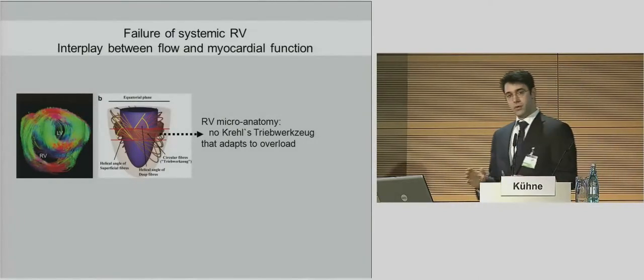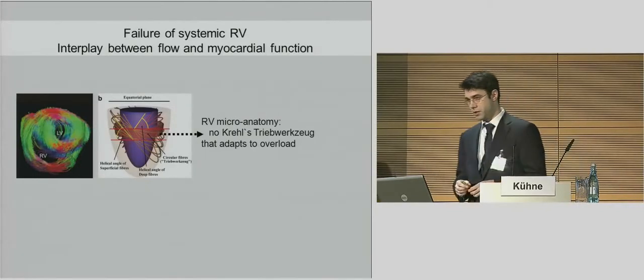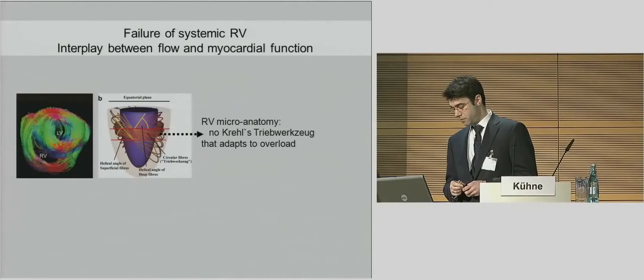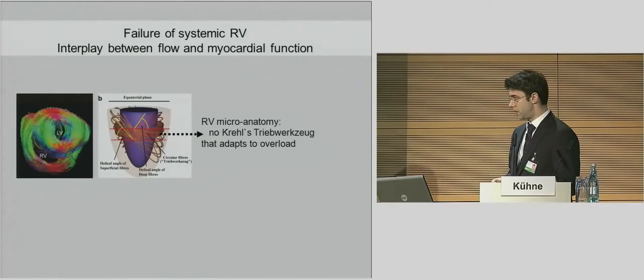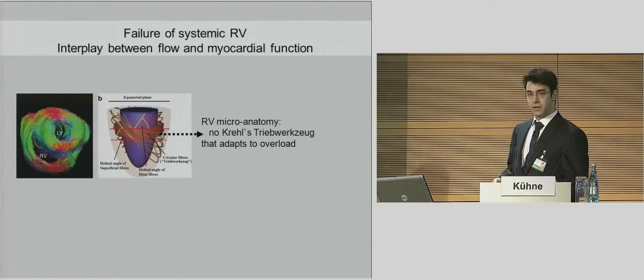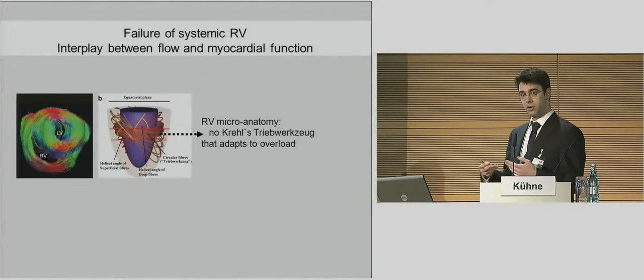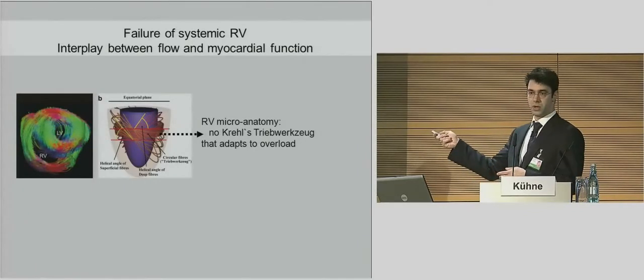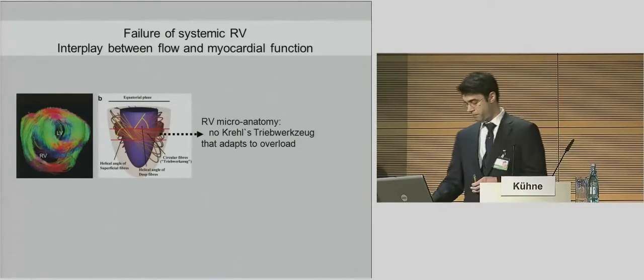In the right ventricle, we do not have that, and there was a very interesting paper published last year from a group from Morten Smerup. He is a surgeon, he is doing imaging, yes, things like that exist. He is from Aarhus, Denmark, and he showed that probably due to this lack of Triebwerkzeug, the right ventricle is not able to adapt, and I'm only talking about the architecture of the heart, to pressure overload.